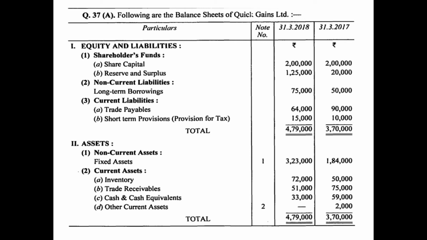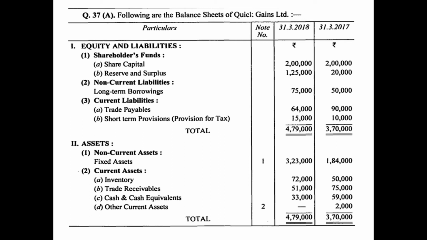Then coming over to the assets, you can see fixed asset, a note number is given to you, number 1, and last year balance is showing 1,84,000 and current year it is showing 3,23,000. So we'll come over to the working note as well. The inventory, last year it is showing 50,000, current year it is showing 72,000. So that means there is an increase in the value of current asset with 22,000. So any increase in the value of current asset will be deducted from operating profit before working capital changes.